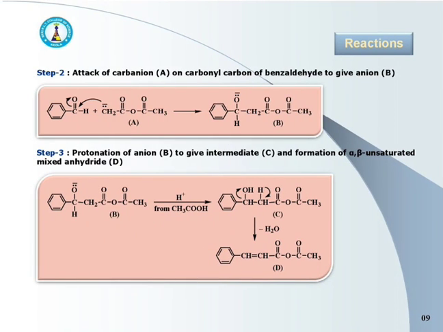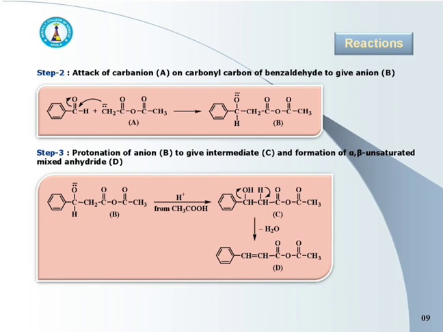Second step is attack of carbanion A on carbonyl carbon of benzaldehyde to give anion B. In this step, carbanion A, which is formed earlier, attacks the carbonyl carbon of benzaldehyde and produces the next intermediate, the stable anion B. This is the second step.